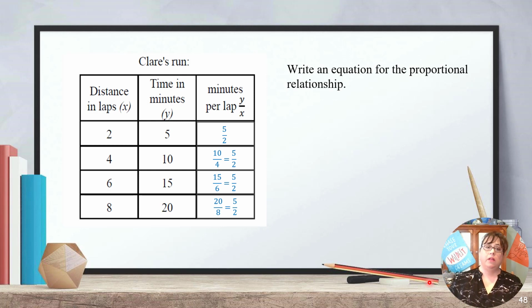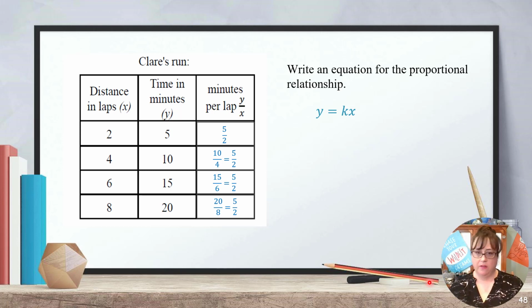Now that we know that Claire's run is proportional, let's go ahead and write the equation for that run. In other words, if Claire is training for a marathon, can we figure out how long it would take? We just want to figure out what that proportional relationship would look like. So we start off with the general relationship y equals kx. And we need to figure out what k is. But remember, k is just y over x.